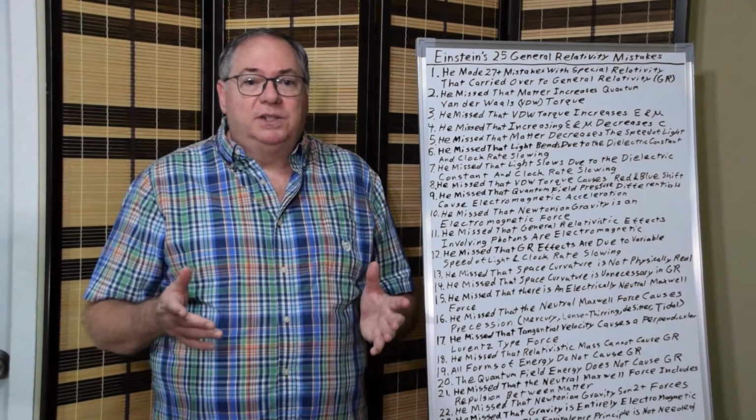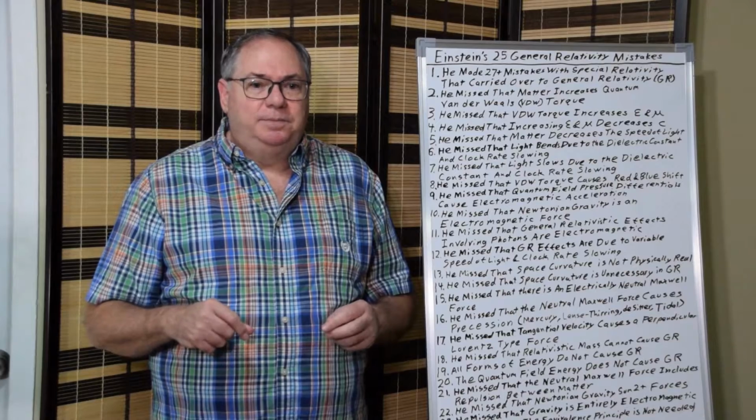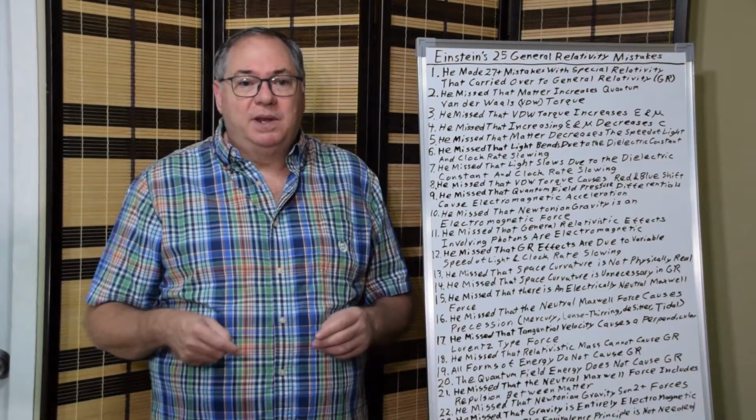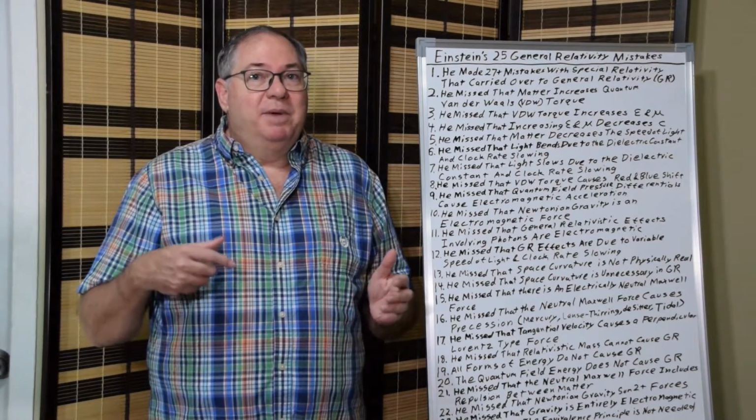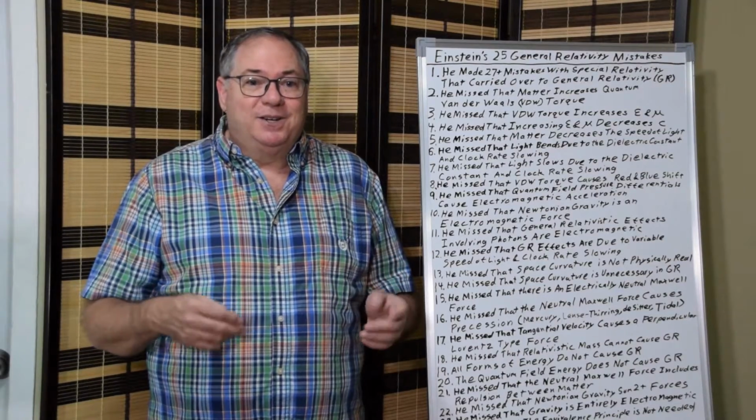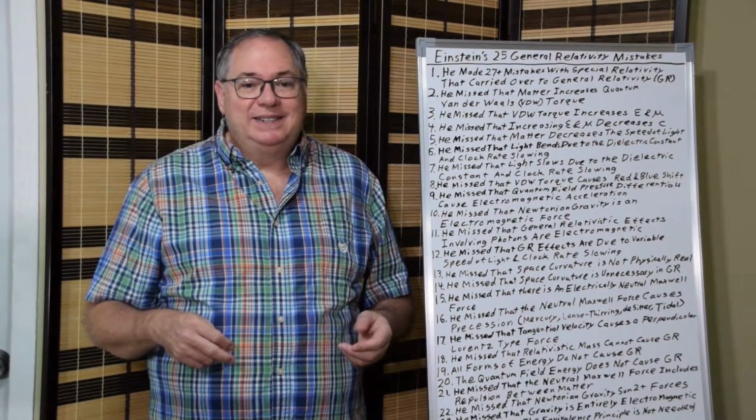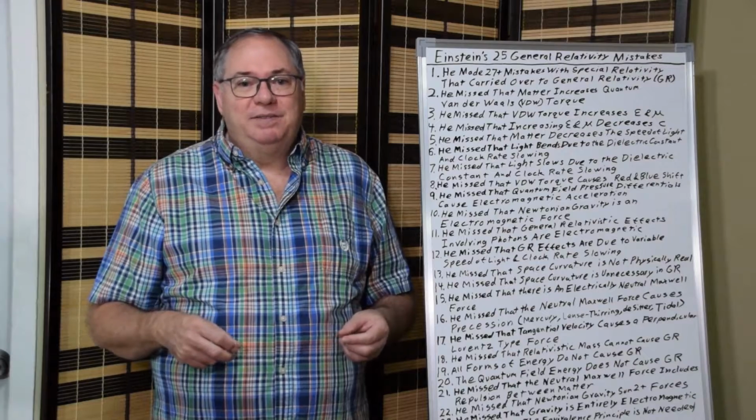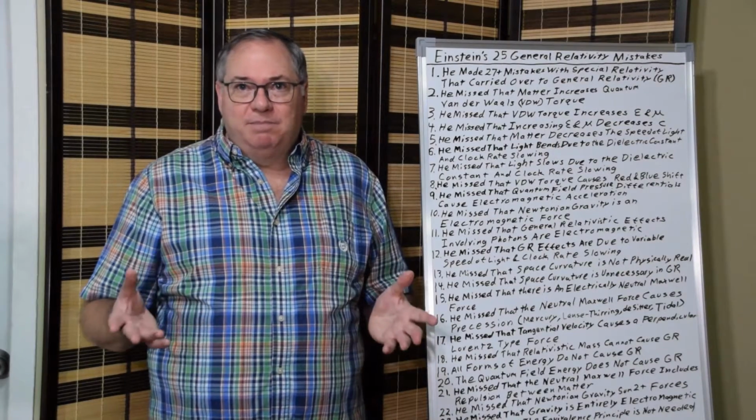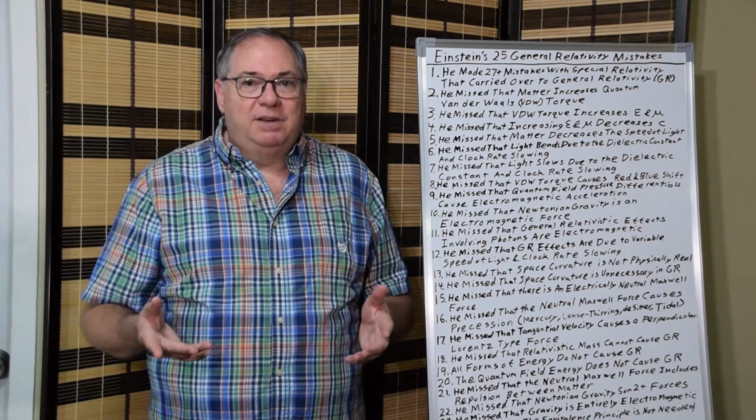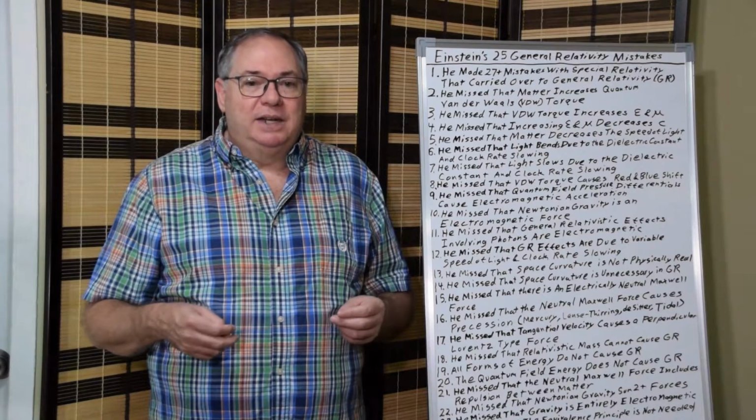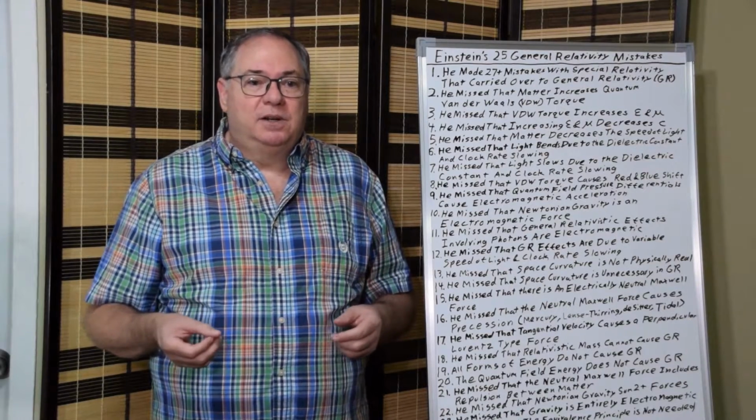So space curvature is not physically real, which is another thing he missed. And then he missed it because of that. Space curvature is not necessary to general relativity. You can describe relativity with variable speed of light and with clock rates. You don't need space curvature at all.